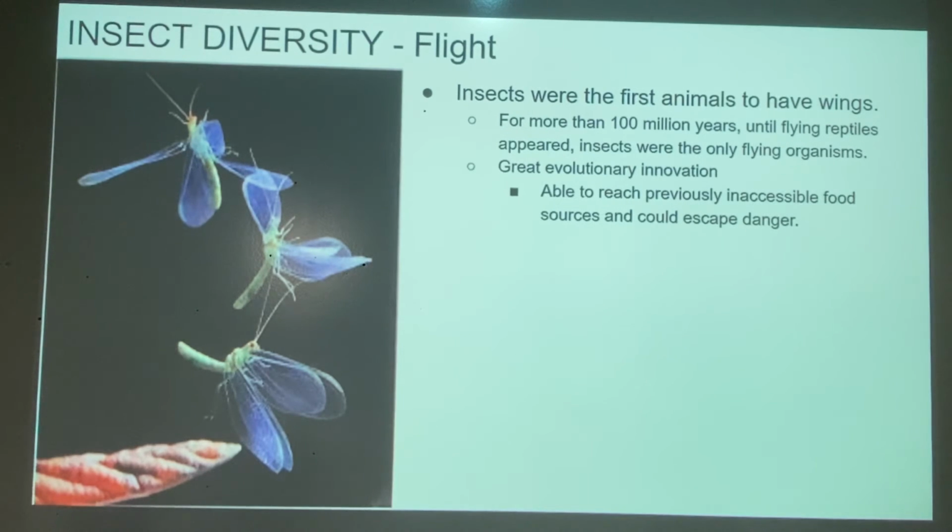which would lead back to why it makes so much sense that there are so many organisms that fit into the insect category that take, like we said, over half of the identified living organisms on Earth are insects. And this makes sense because evolutionarily, they were able to overcome that access to food and escape from danger by flying.